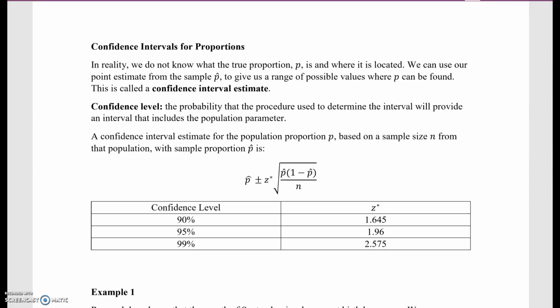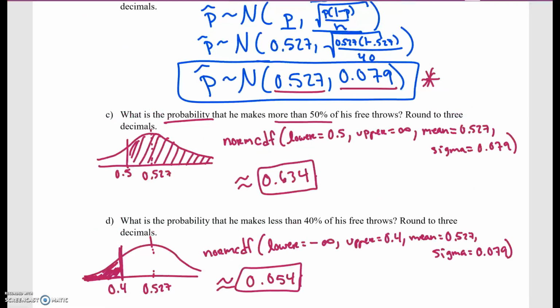This next section is about confidence intervals for proportions. So far we've gone under the assumption that we actually know what the true value of p is. And what happens is that in reality, we don't know what the true proportion is. So we have no idea what this p is. And in the previous examples, we've kind of believed what the answer was.